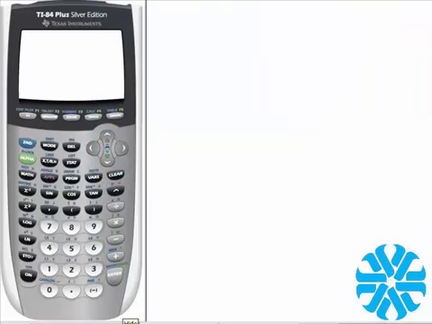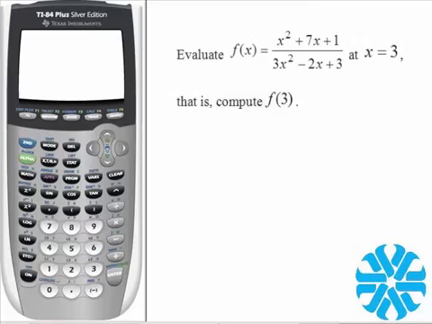In this video, you will learn how to evaluate rational expressions along with the practical use of the store key. In the first example, we're going to evaluate the rational function at x equals 3. This means everywhere we see an x in the function, we're going to replace it with the value of 3.